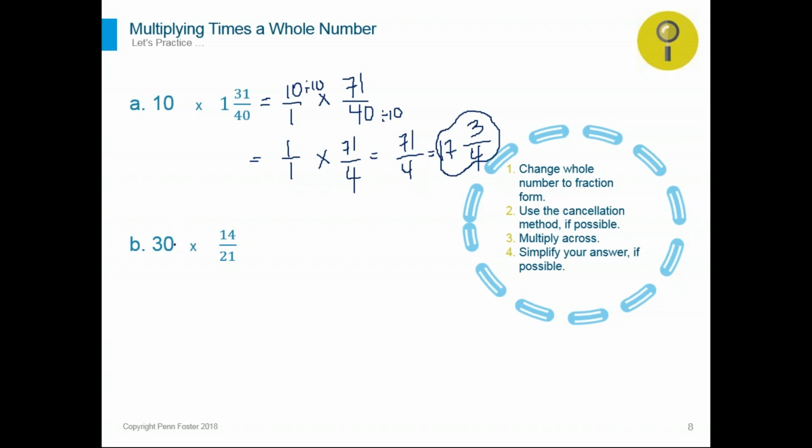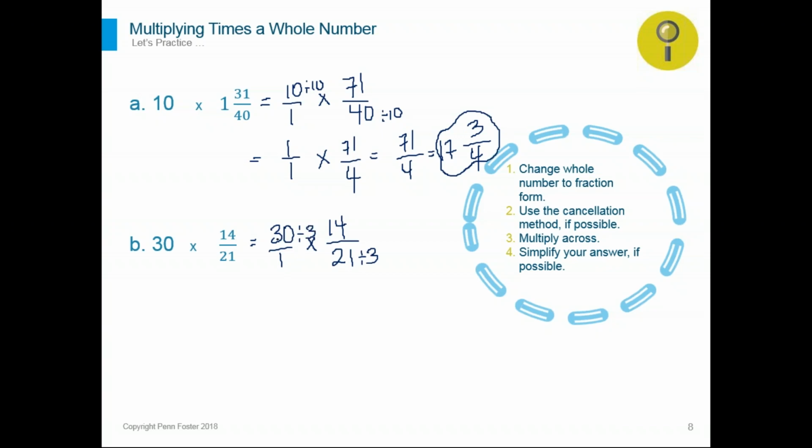The second question, the same concept. So 30 times a fraction. I'm going to change the 30 to simply 30 over 1, just to have a denominator there, times, well, this is a fraction. I don't have to change anything on that problem. So it's going to be the same. Now I'm going to do my cancellation steps. I see, for example, 30 and 21. Well, I can divide over 3 here. And of course, I can divide over 3 here.